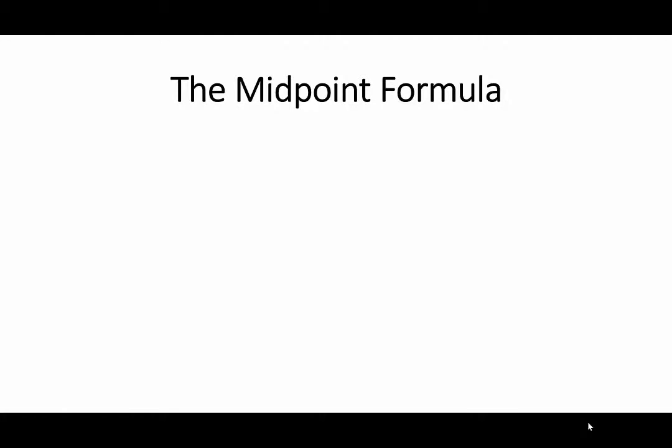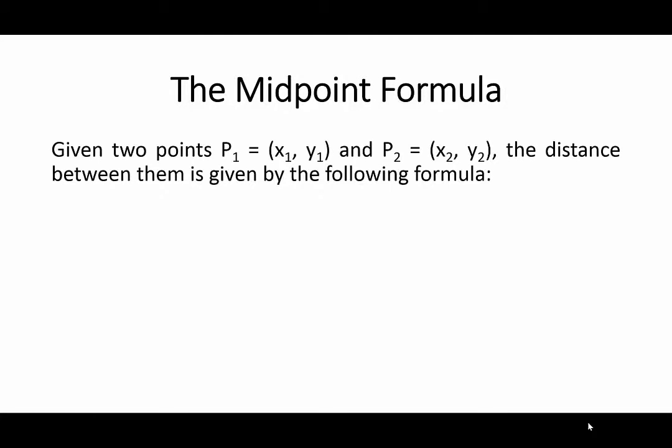Let us look at the midpoint formula. Given two points, P sub 1 and P sub 2, given by the coordinates x sub 1, y sub 1, and x sub 2, y sub 2, the distance between them is given by the following formula. Now, let us first look at two examples and then go back to the derivation of this formula.